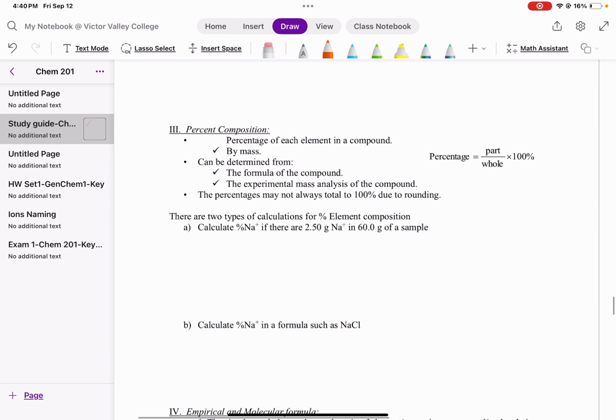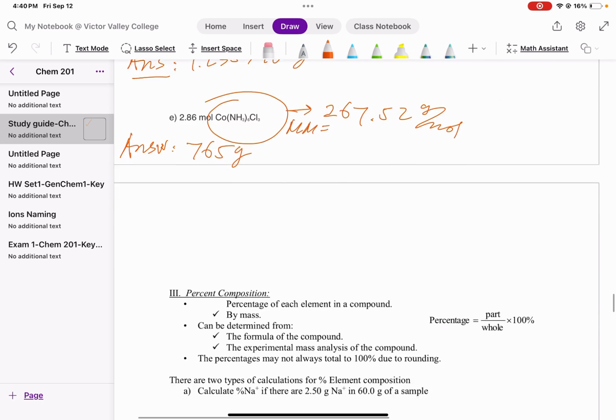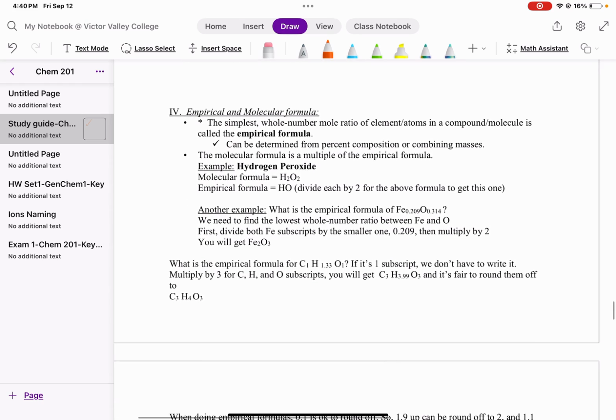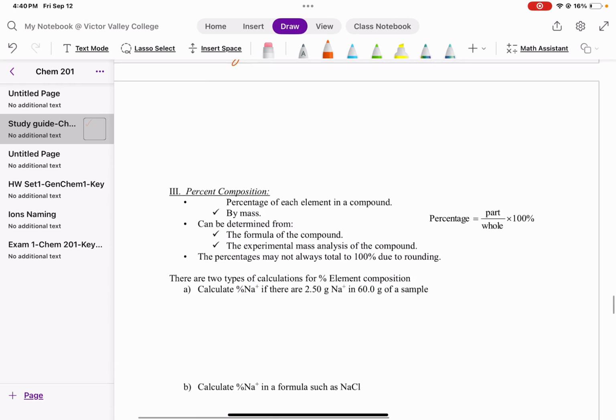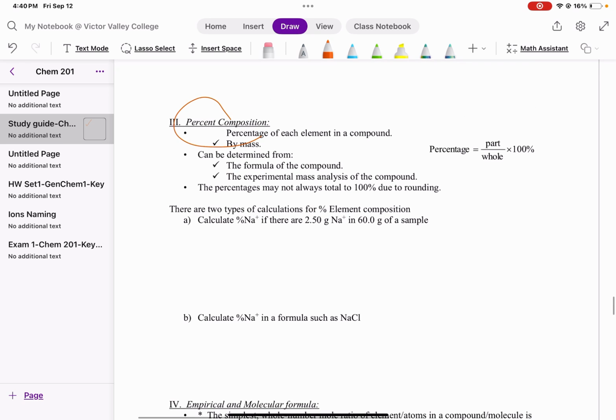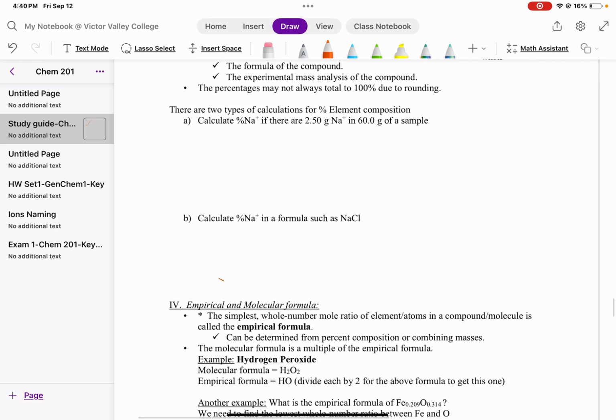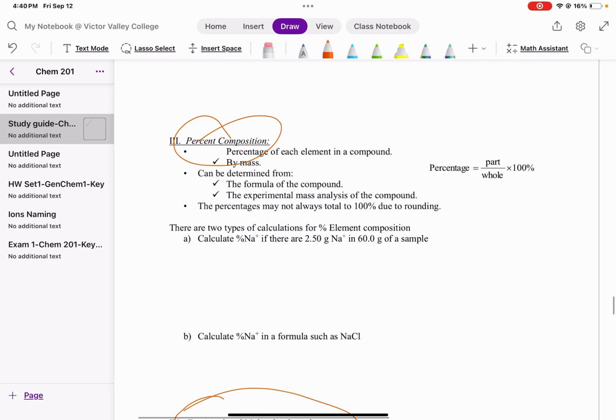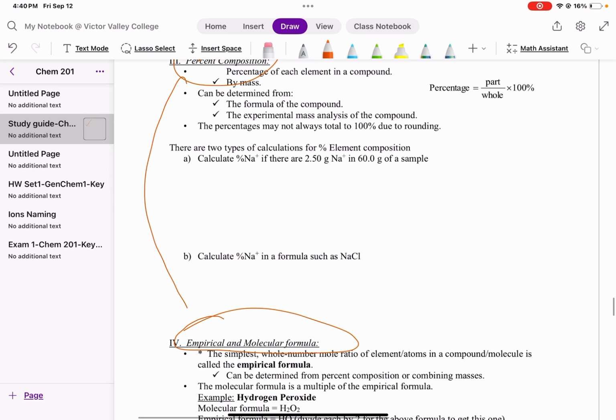Now, percent compositions. Let's get to that in the next video. Percent compositions, and then we're going to try to find the empirical and molecular formula based on the percent compositions. You can go from that to that.